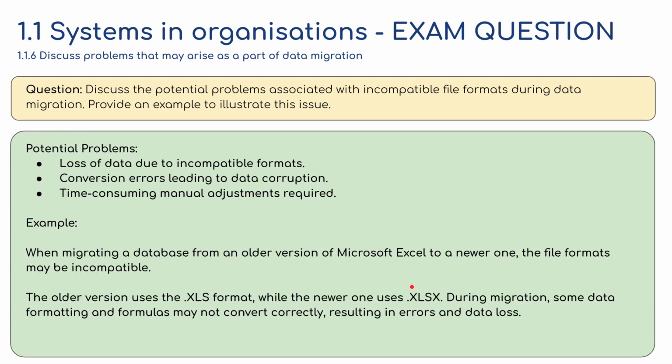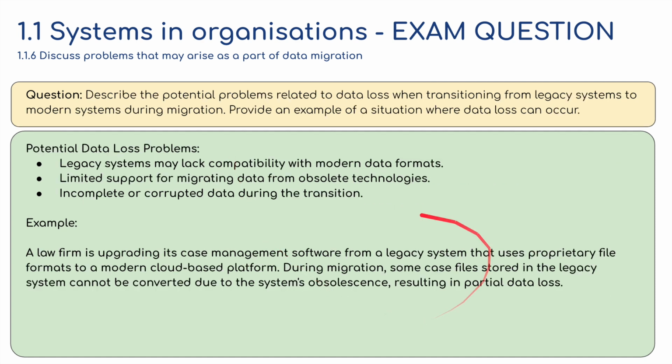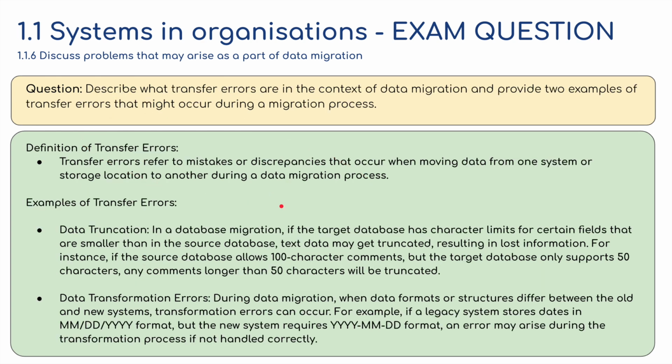Okay, so question 1, discuss the potential problems associated with incompatible file formats. We've chosen Microsoft Excel and using .xls compared with .xlsx, the newer version. Again, talking about character sets and how different things are represented. For here, Jose, and then how it might be represented in a different character set. Data loss problems, validation rule changes, and finally transfer errors.